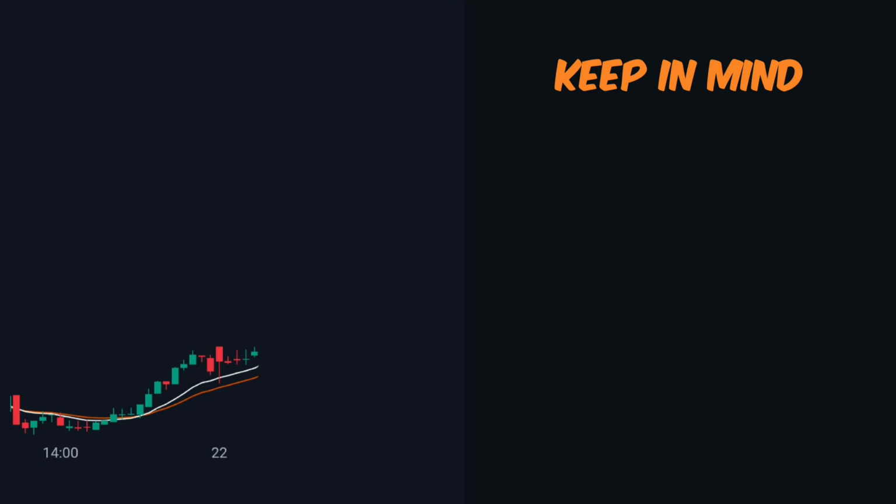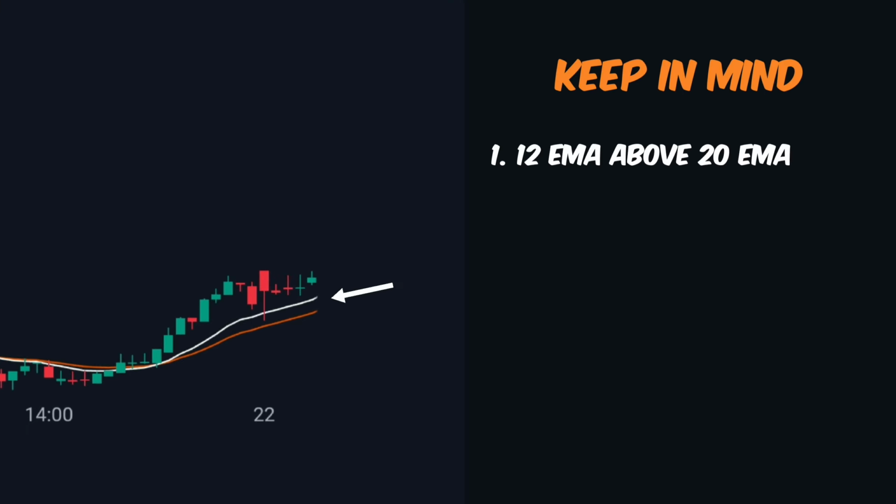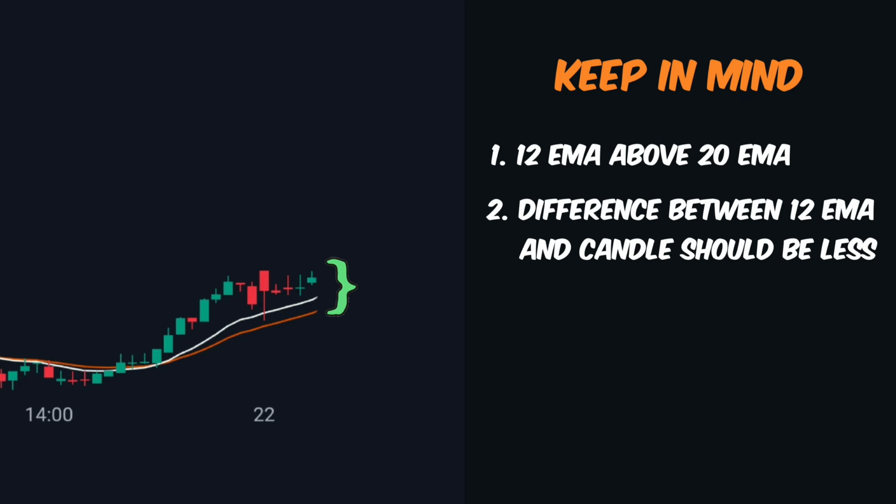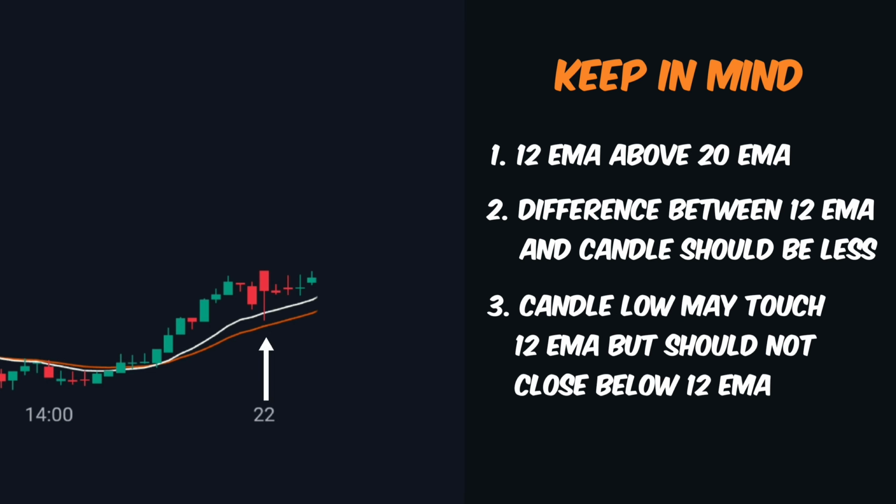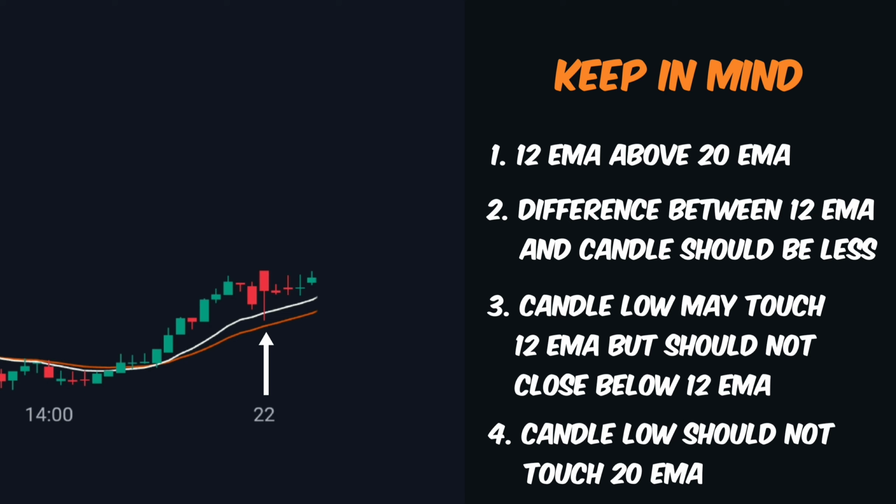Here are a few things you have to keep in mind. 1. 12 EMA must be above 20 EMA. 2. The difference between the 4 to 5 candles and 12 EMA should be close. 3. Candle low may touch 12 EMA but should not close below 12 EMA. 4. Candle low should not touch 20 EMA, otherwise the trade setup will fail.